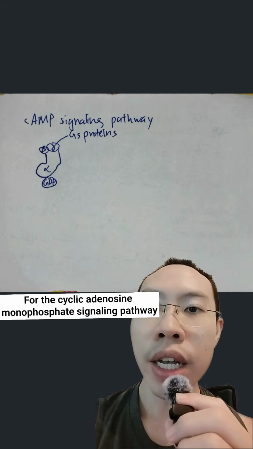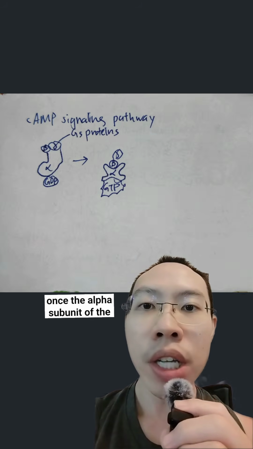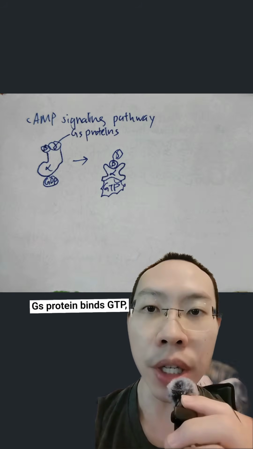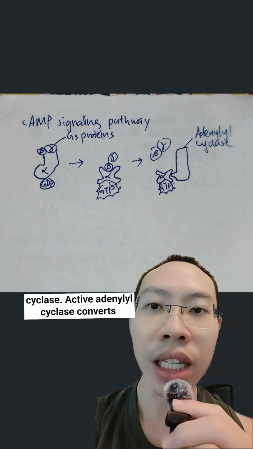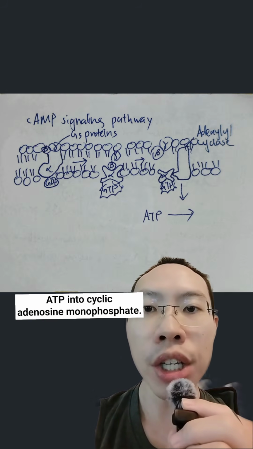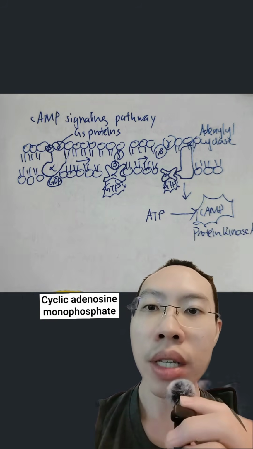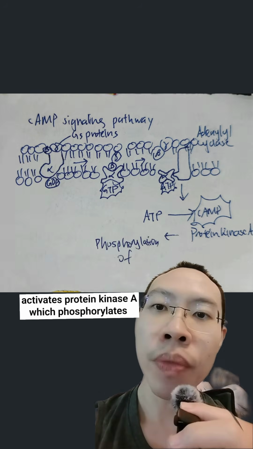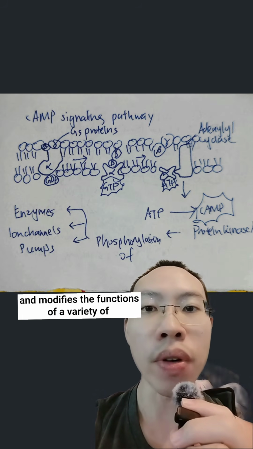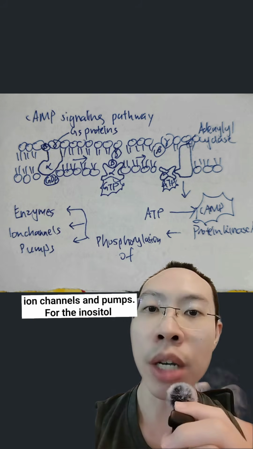signaling pathway. For the cyclic adenosine monophosphate signaling pathway, once the alpha subunit of the Gs protein binds GTP, it dissociates and activates adenylyl cyclase. Active adenylyl cyclase converts ATP into cyclic adenosine monophosphate. Cyclic adenosine monophosphate activates protein kinase A, which phosphorylates and modifies the function of a variety of intracellular proteins, namely enzymes, ion channels, and pumps.